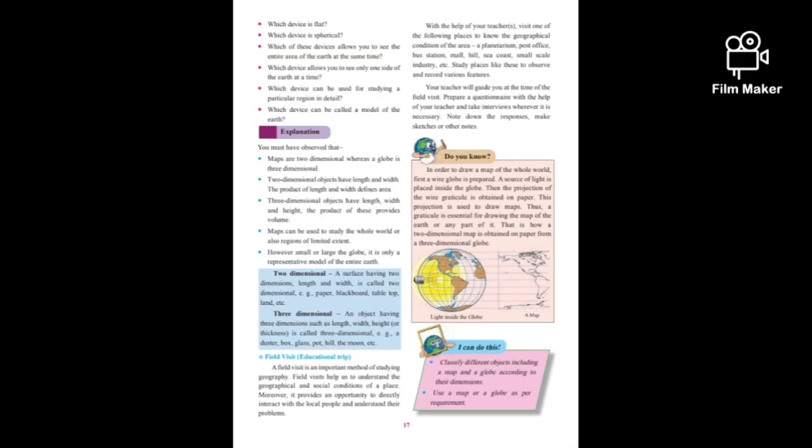Now, next, we shall learn what is a two-dimensional and three-dimensional figure. Maps are two-dimensional, whereas a globe is three-dimensional. Two-dimensional objects have length and width, for example length and breadth. A flat piece of paper has a length and a width. The product of length and width helps us to define the area. In maths, you have learned that.